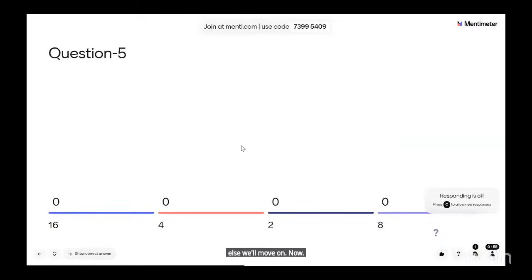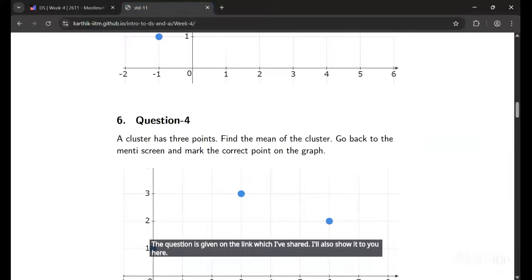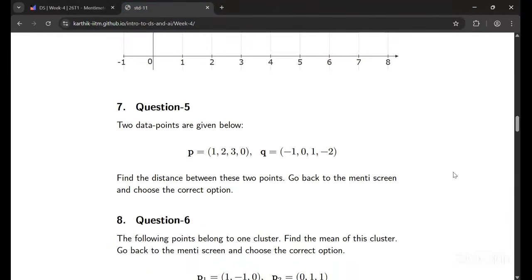Now this is your question 5. The question is given on the link which I've shared. I'll also show it to you here. So you have 2 data points, and these are in the R4 space, which is to say that these are 4-dimensional points, P and Q. P is given by (1, 2, 3, 0), and Q is given by (-1, 0, 1, -2). Your job is to find the distance between these 2 points.